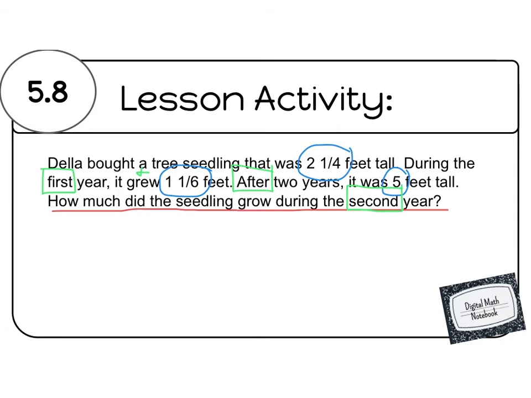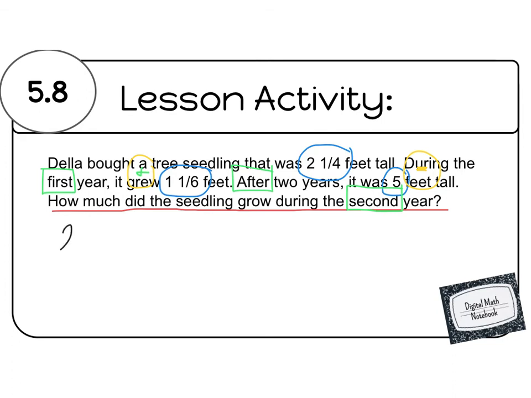So I'm seeing here that we're going to have multiple steps. Our first step is that we're going to have to add, and then we're going to have to find the difference between what it was after the first year and the 5 feet. So we're going to have to subtract. So we have 2 steps we're going to have to solve here. So our first part of our problem is adding.